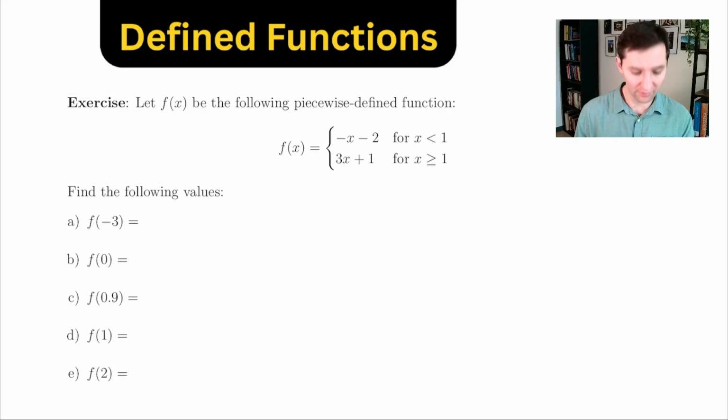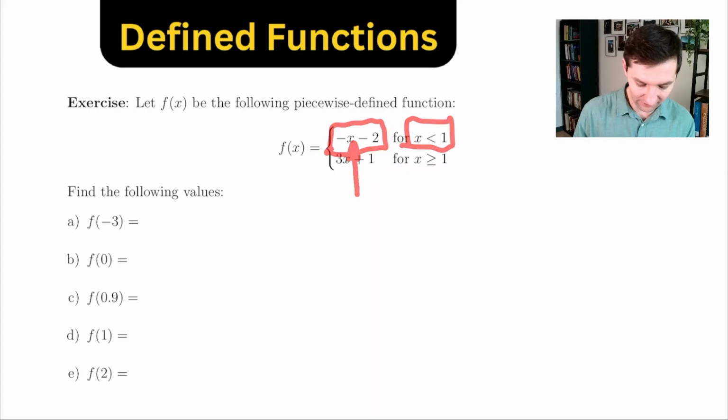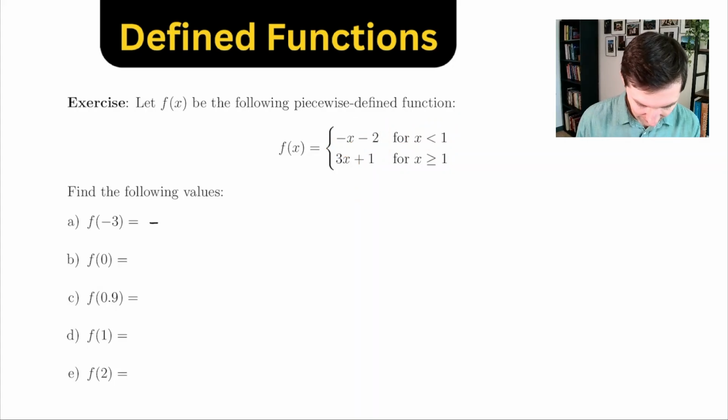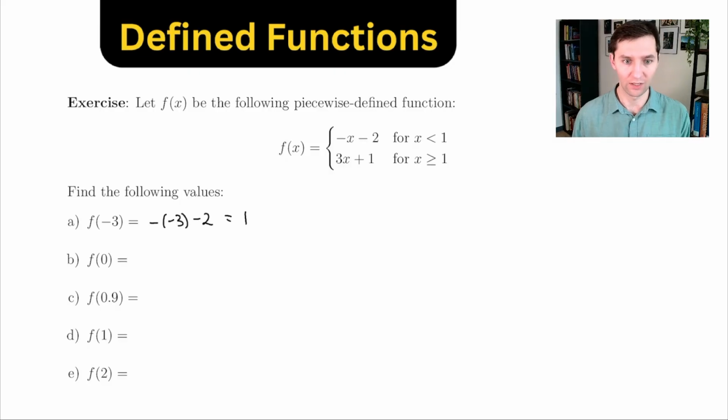If you want to compute the value of this function at negative 3, you know that the input negative 3 is less than 1. So you are going to use the top formula. You will plug in negative 3 instead of that x, and you will get minus negative 3 minus 2. That gives you 3 minus 2, which is 1. If you plug in 0, you use the same formula because 0 is less than 1. Negative 0 minus 2 just gives you negative 2.